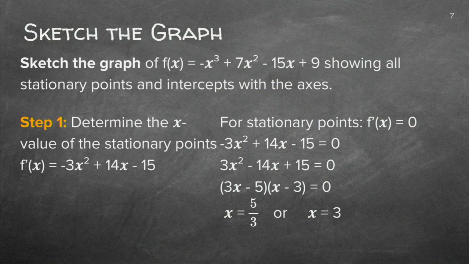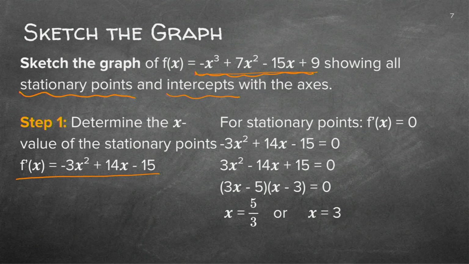So let's start. Sketch the graph of f(x) equals minus x to the power of 3 plus 7x squared minus 15x plus 9, showing all stationary points and intercepts with the axis. So the first step that we do, determine the x value of the stationary point for f'(x), the derivative. So we immediately go over and we differentiate.